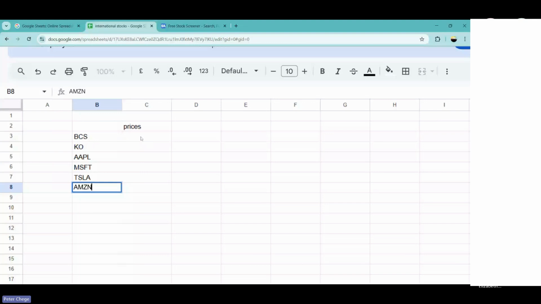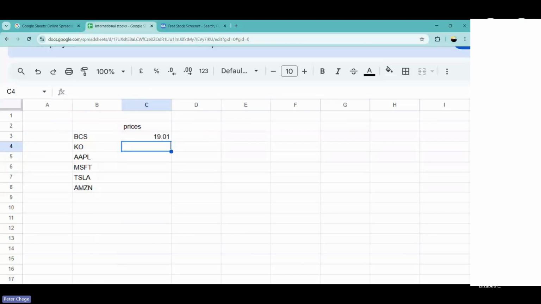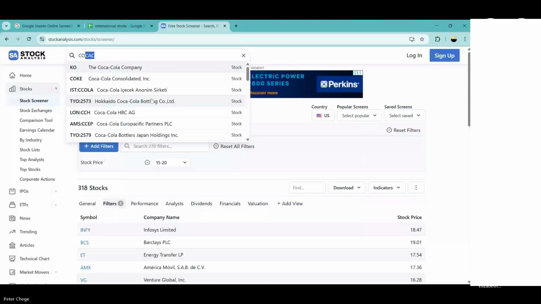So our formula, we start with equal sign, then GOOGLEFINANCE. Then you open brackets, make sure that the opening bracket is there, double quotes, then the code BCS. Close the quotes, close the bracket, then you press enter. It just loaded the price. Let's see whether it is 19. It's 1901. I didn't do anything.